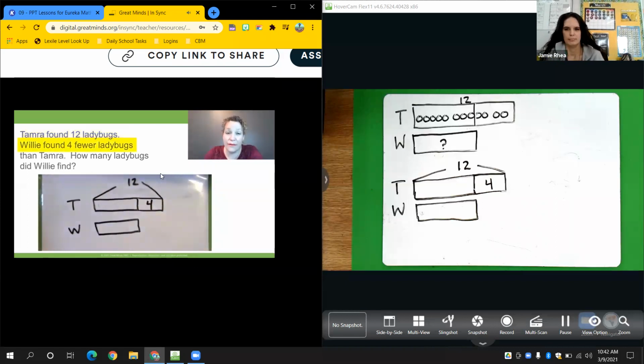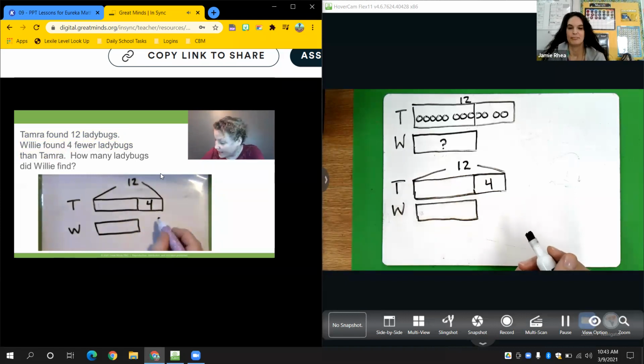Willie found 4 fewer ladybugs than Tamara. Does our tape diagram show that? It does, because it's showing that Tamara caught 4 more, which means that this space right here on Willie's tape represents the 4 fewer that he has compared to Tamara. Let's read the last part. How many ladybugs did Willie find?